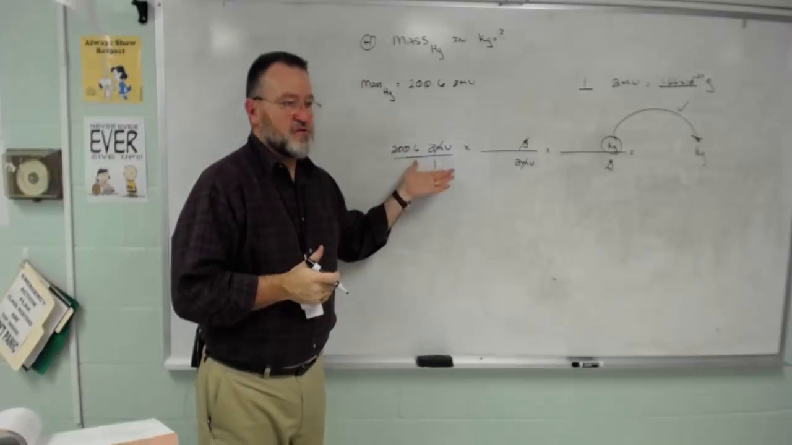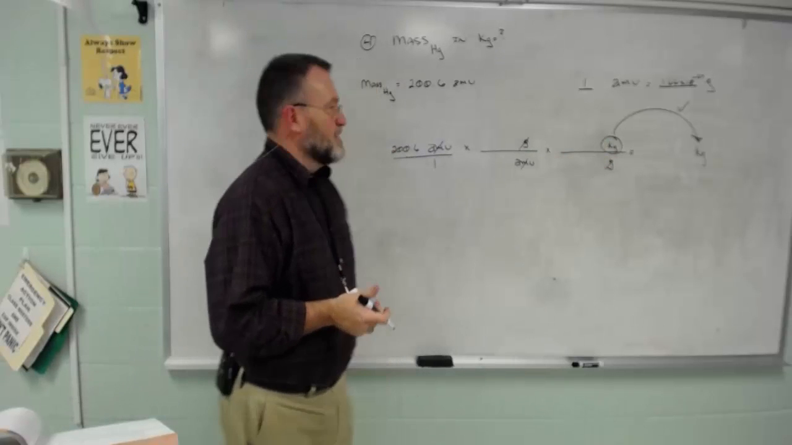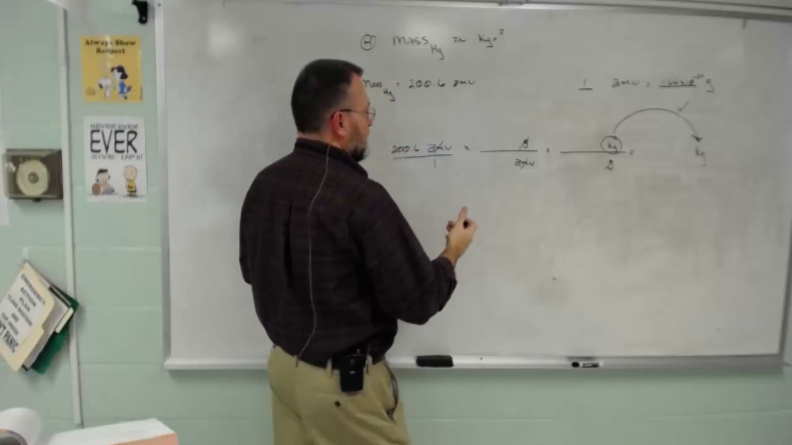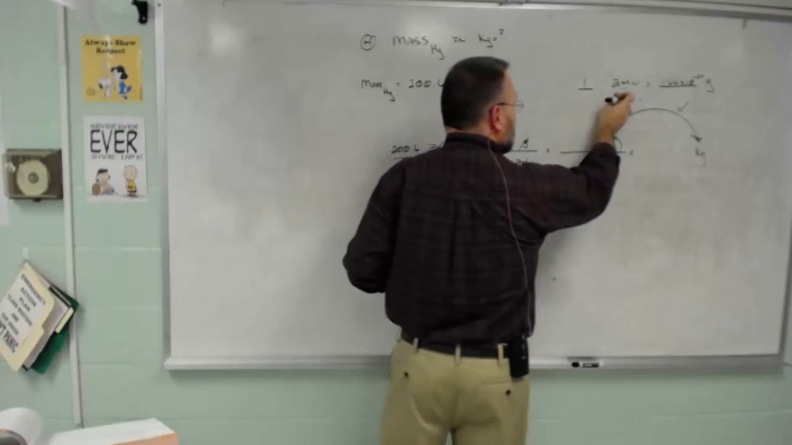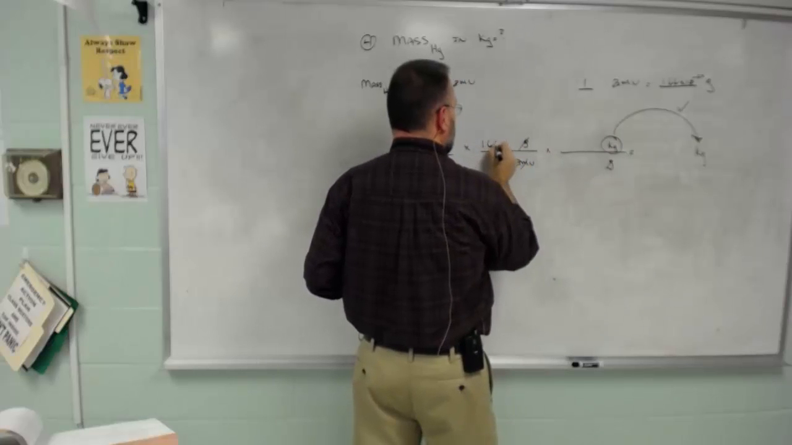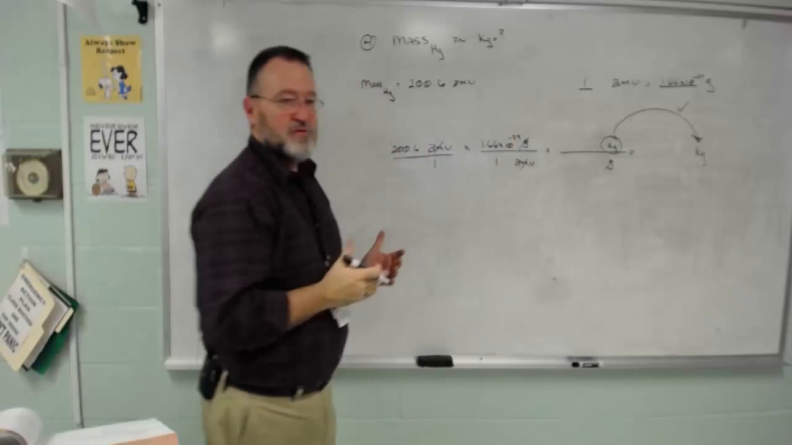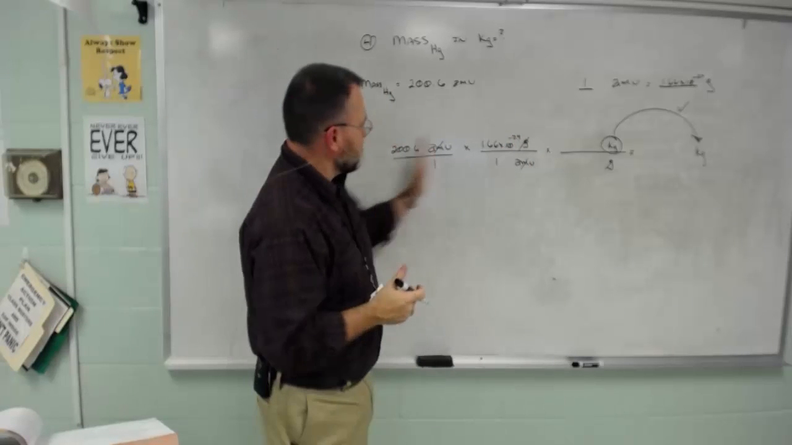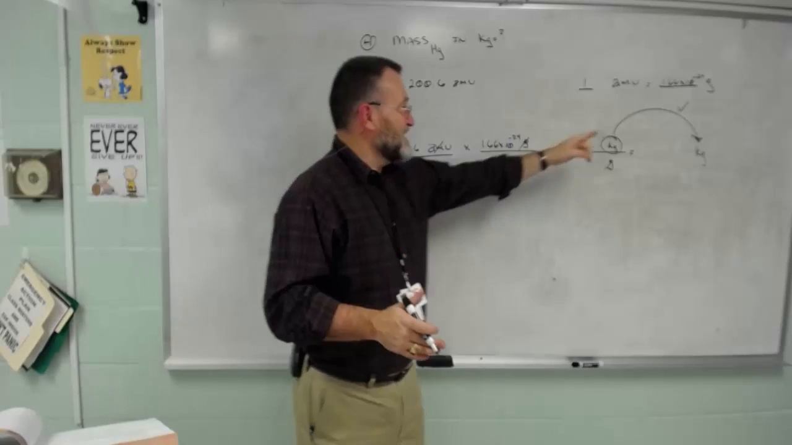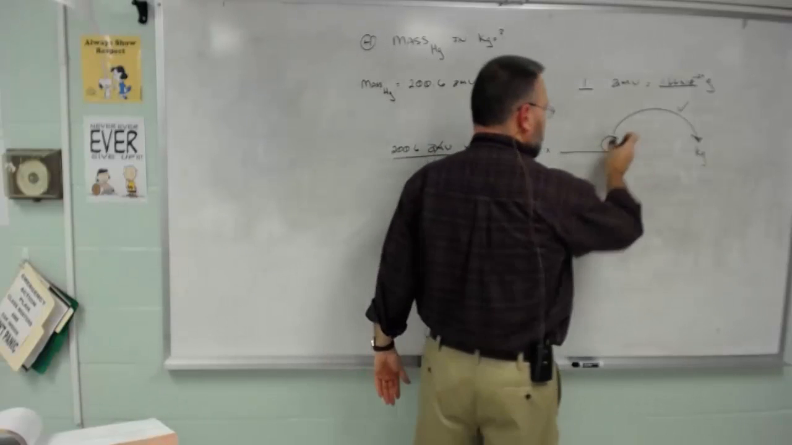200.6 AMUs. Now the rest of this are all conversion factors. I need some relationship, some true statement of equality that relates AMUs to grams, and I'm given this one. Well, that's great. 1 AMU is 1.66 times 10 to the negative 24th grams. And if I did this math right here, my answer would be in grams. But to get it into kilograms, I need to take it one more step. I need something that relates grams and kilograms.